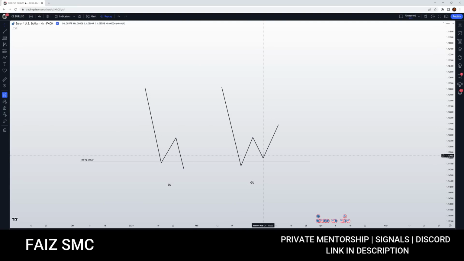So once you get an SMT divergence, right? Let's assume that price creates a lower low, lower high, lower low on EU, but on GU, price creates a lower low, right? And then we have a high, and then we have SMT. So SMT is going to look something like that.